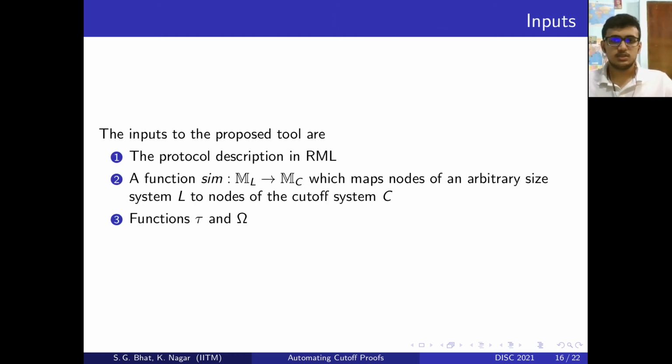The simulation relation must hold at every step as the two systems L and C progress according to the lock step. To show this, we propose a tool. The inputs to the tool are the protocol description, the sim function along with the cutoff instance itself, and the two functions omega and tau as described earlier.